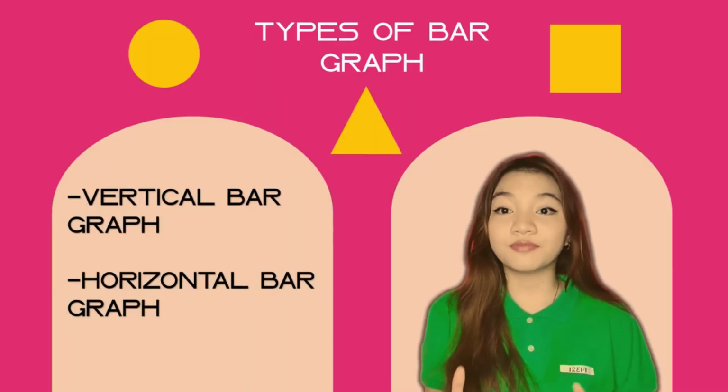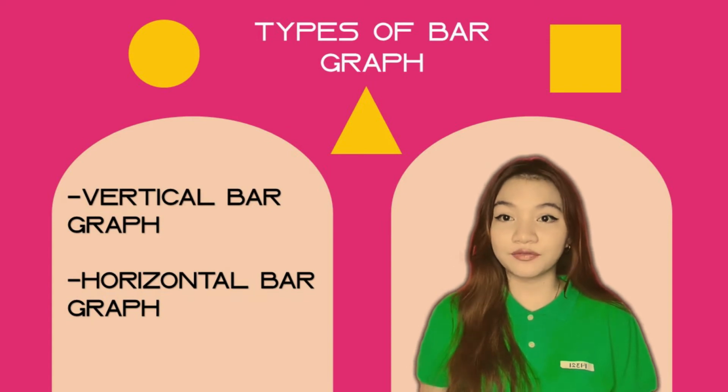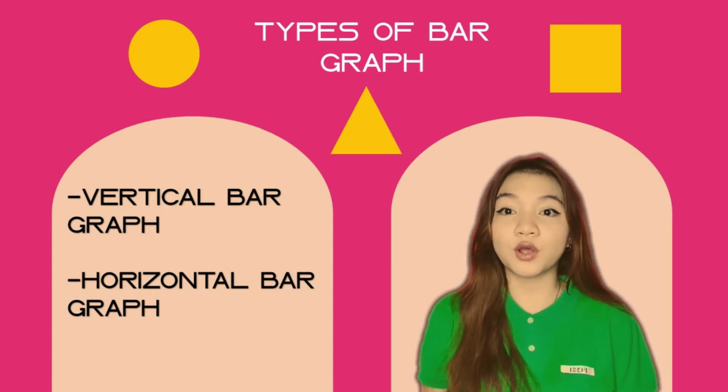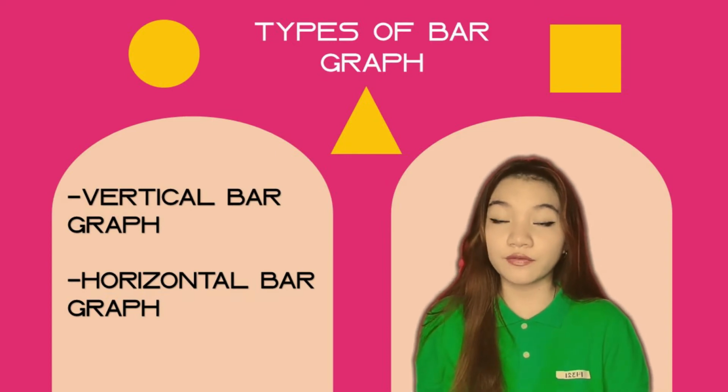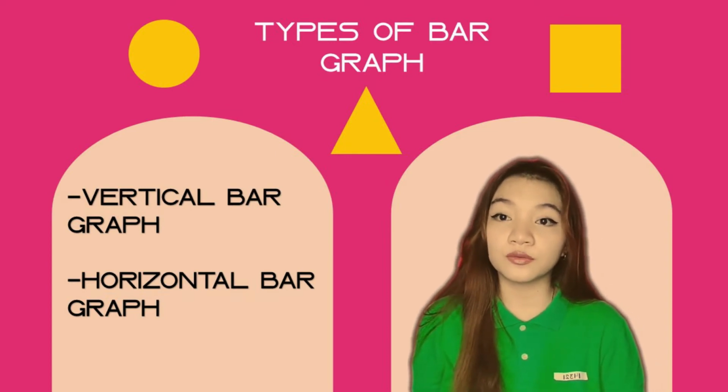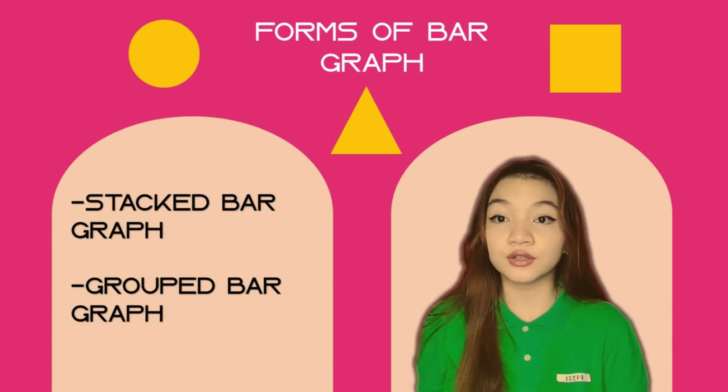Types of bar graph. Bar graphs are mainly classified into two types, which are the horizontal bar graph and the vertical bar graph. Aside from the vertical bar graph and horizontal bar graph, there are two other forms of bar graph to consider, which are the group bar graph and the stock bar graph.